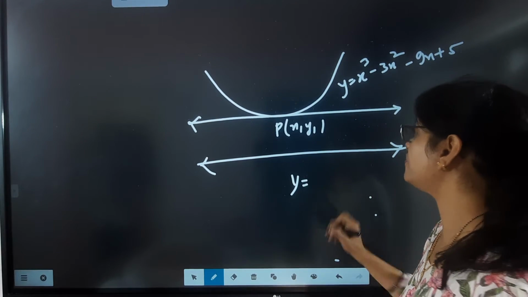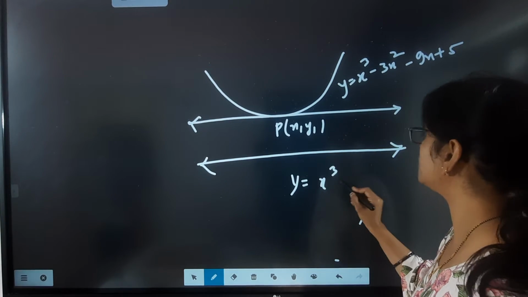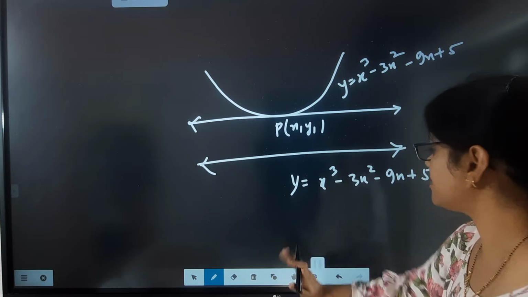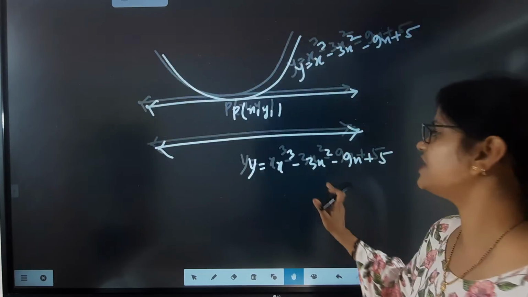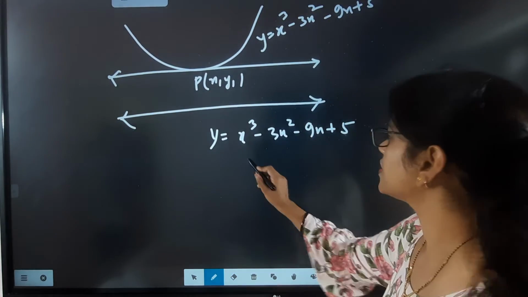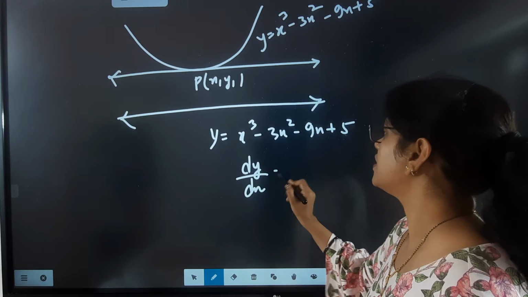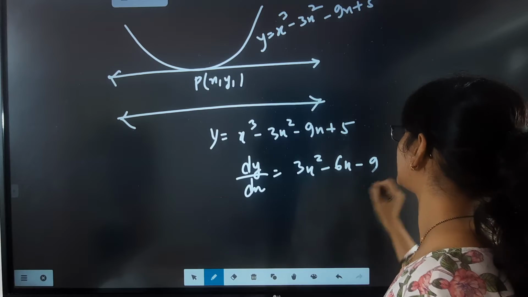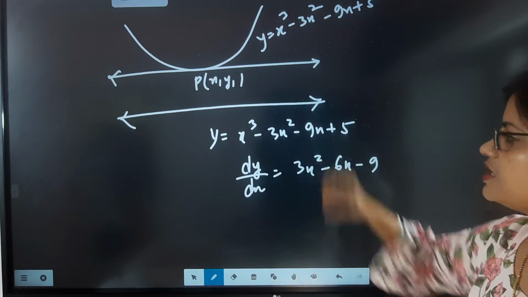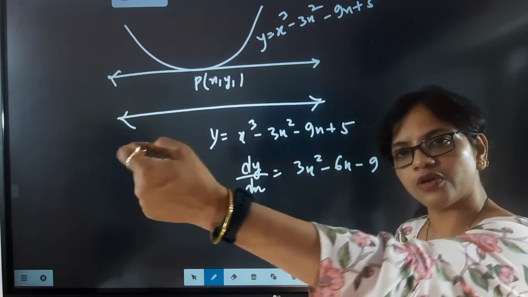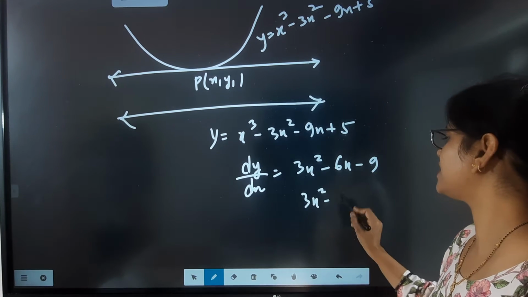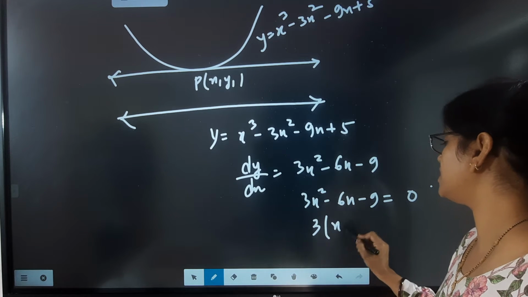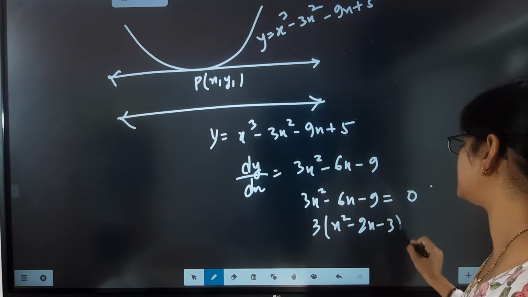So now first we will take the curve. The curve is x cube minus 3x square minus 9x plus 5. ठीक है, कर्व लेने के बाद अब करना क्या है? जैकपॉट है भाई, कुछ भी नहीं है इसमें. डिफरेंशिएट करो, डिफरेंशिएट करने के बाद what you are going to get? So here this will become 3x square minus 6x minus 9. Now since the tangent is parallel to the x-axis, dy by dx will become equal to 0. So that means 3x square minus 6x minus 9 equals 0. So now take 3 common: x square minus 2x minus 3 equal to 0.